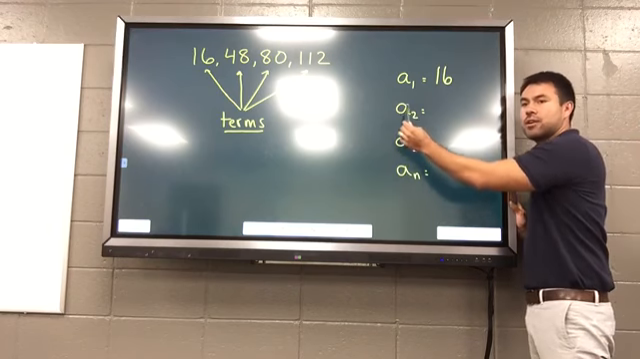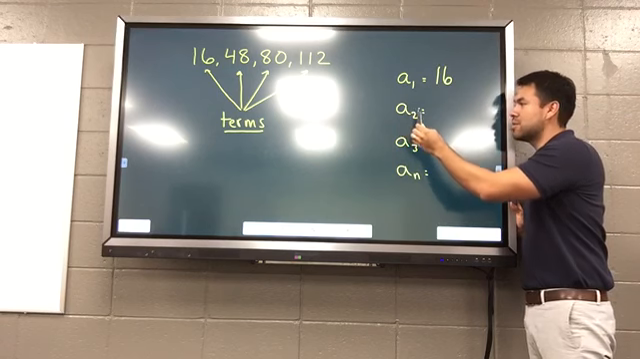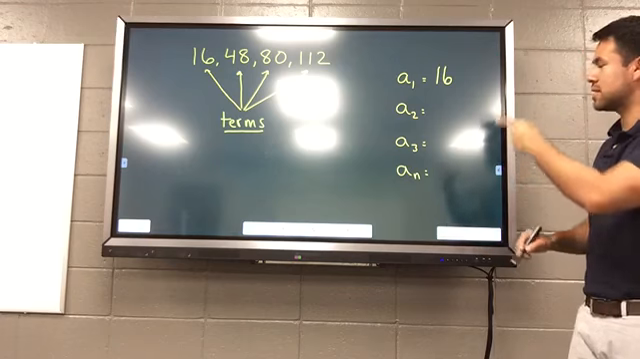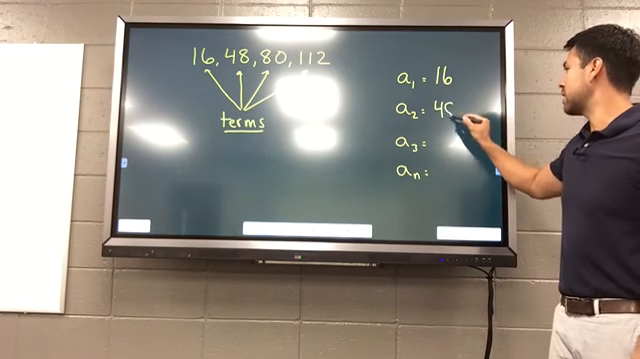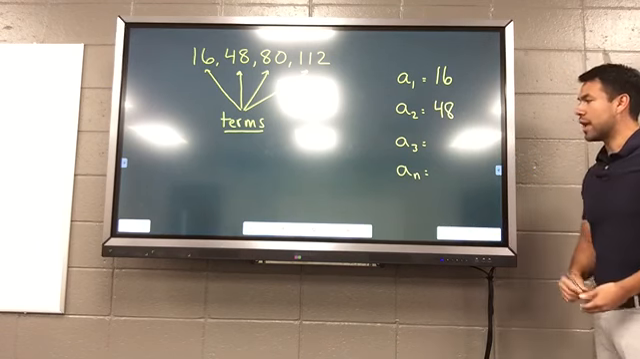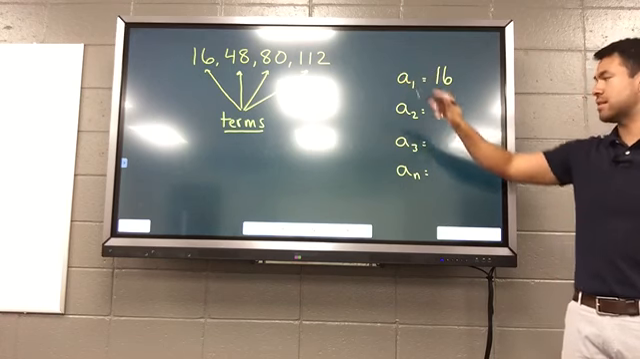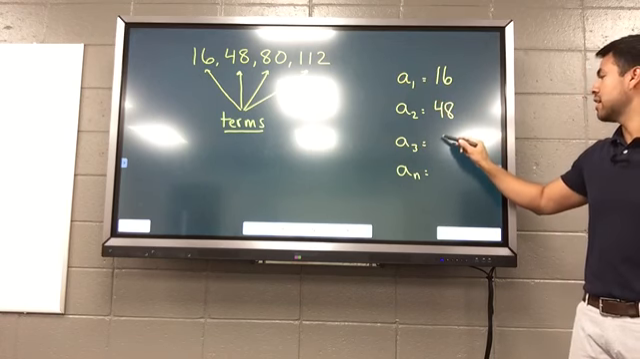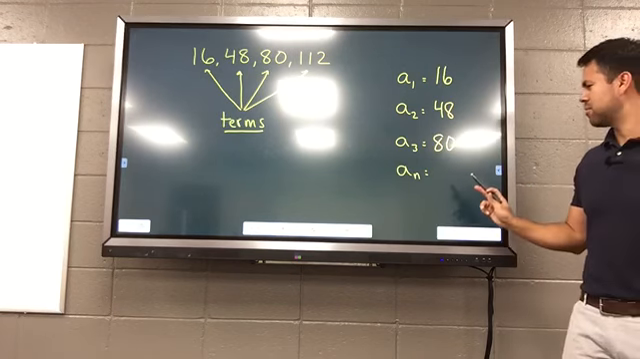How would I read this right here? Anyone? Can anyone say? Oh, Nick? A sub 2. And what is A sub 2 in this sequence? Yes? 48. And basically I'm asking, what's the second term? Okay, A sub 3. What's the third term in my sequence? Yes, Murphy? 80. Great.